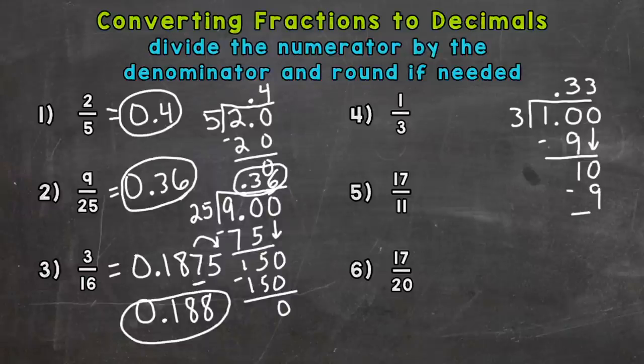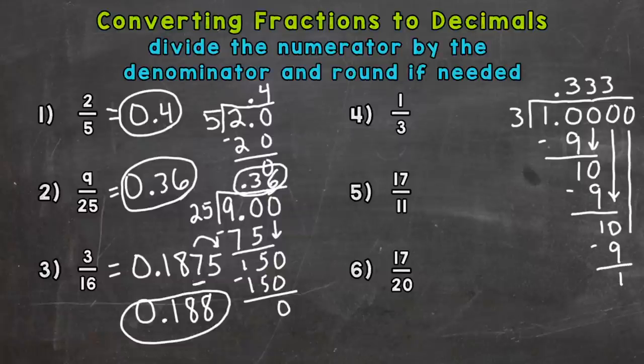And our pattern is going to start here. Subtract, add another 0 and drop it, so we have another 10. 3 3's out of 10. 3 times 3 is 9. Subtract a 1, and you're probably getting the point here. It's going to go on forever, so it's a repeating decimal.